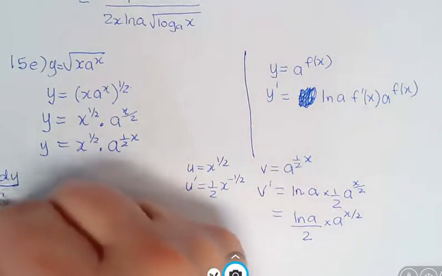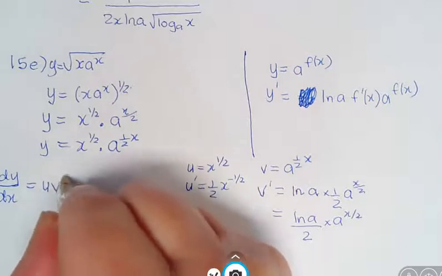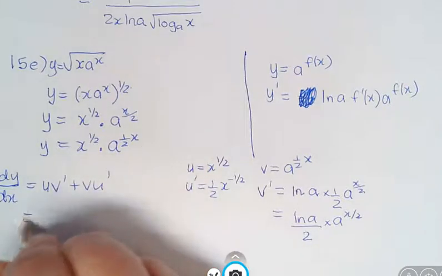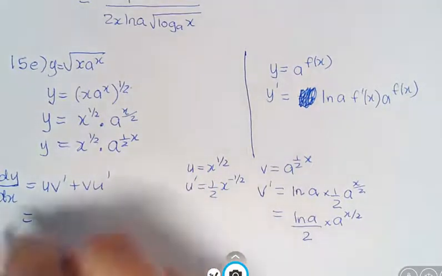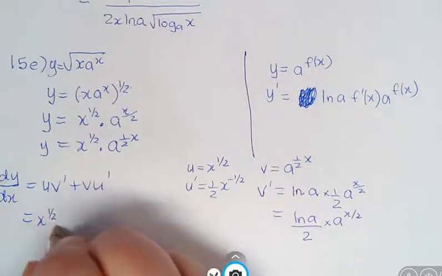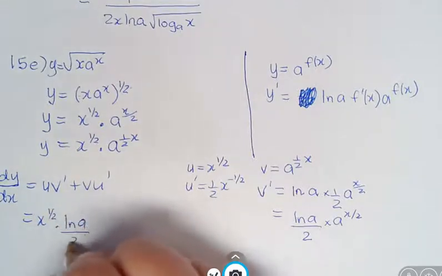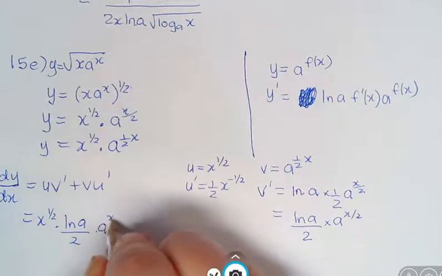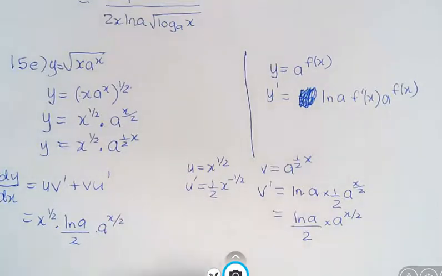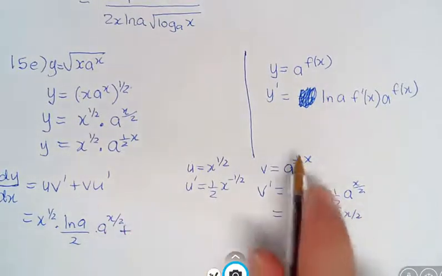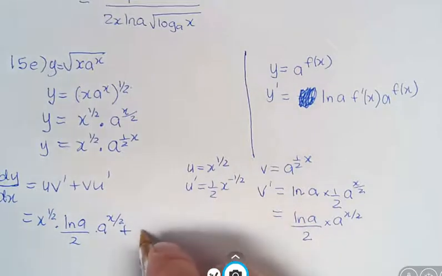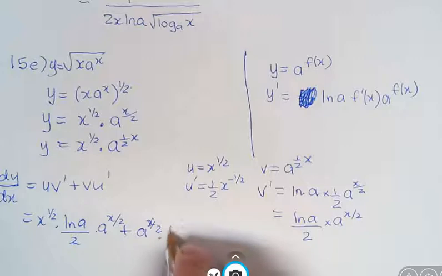So the derivative is the product rule, uv dash plus vu dash. So it's u times v dash. So it's x to the half times ln a on 2, a to the x on 2, plus v times u dash, which will be a to the x on 2, or half x, it's the same thing, times 1/2 x to the power of negative a half.